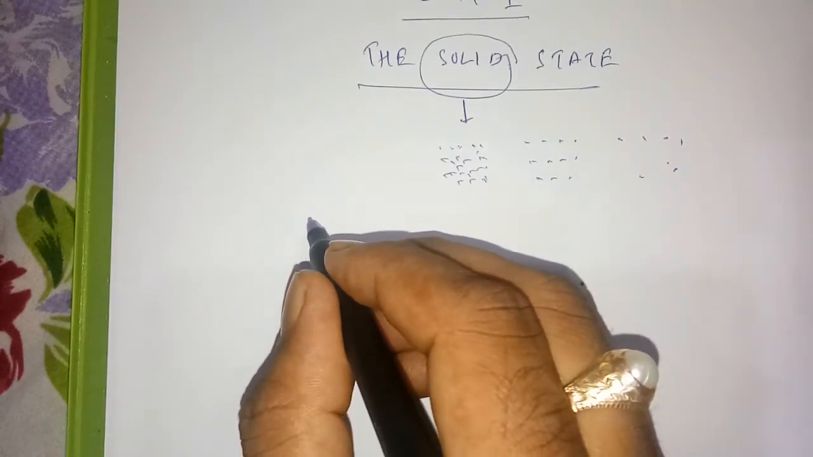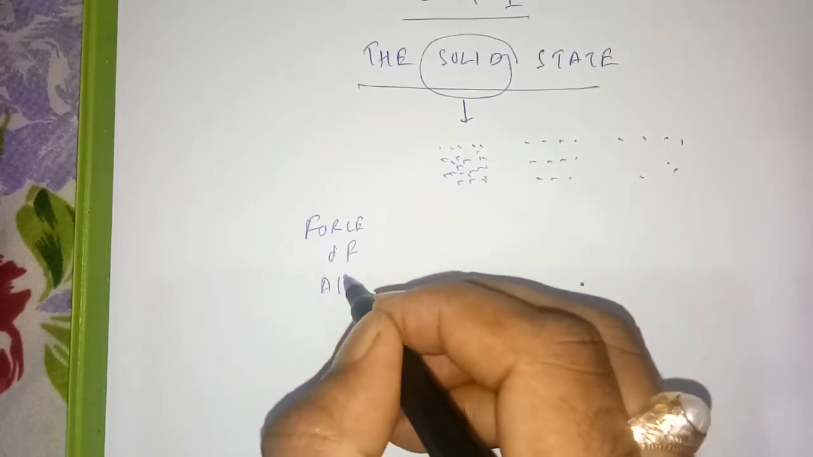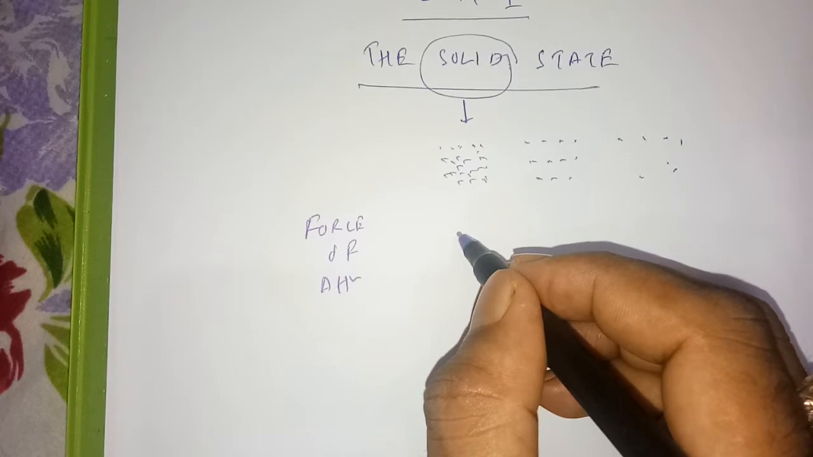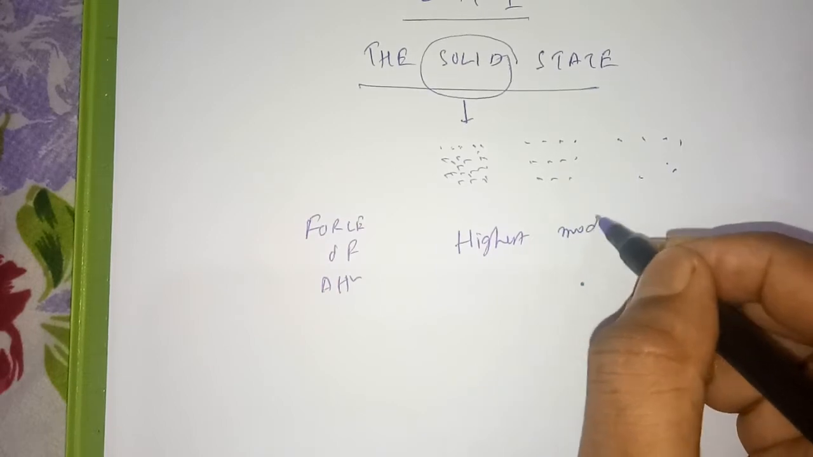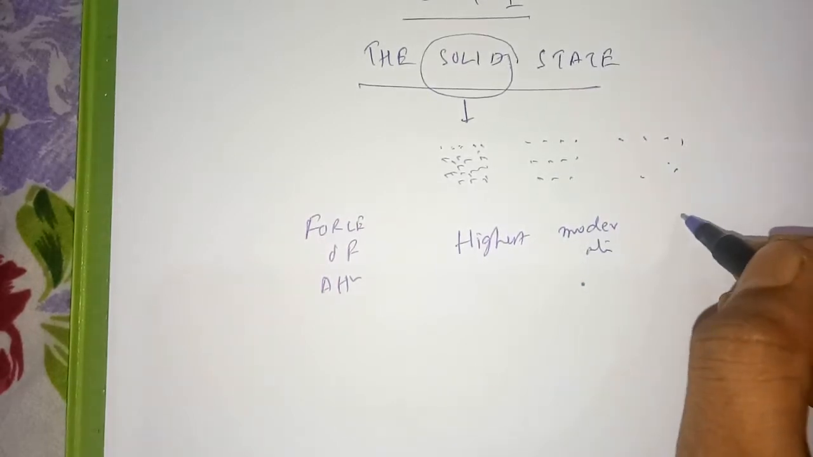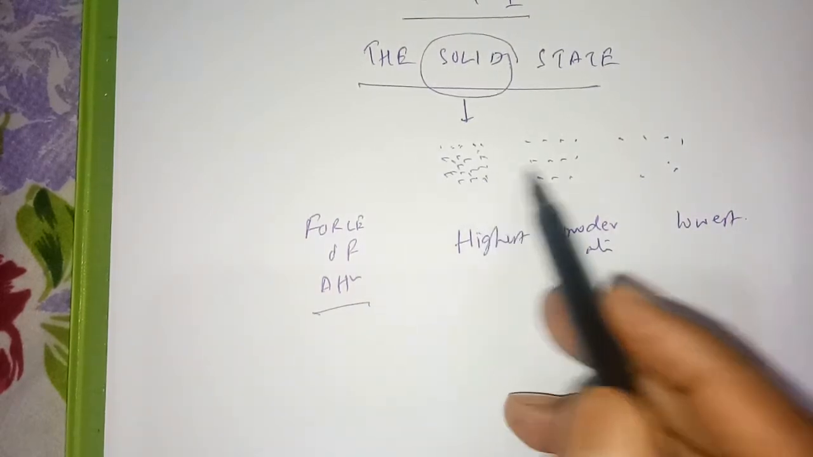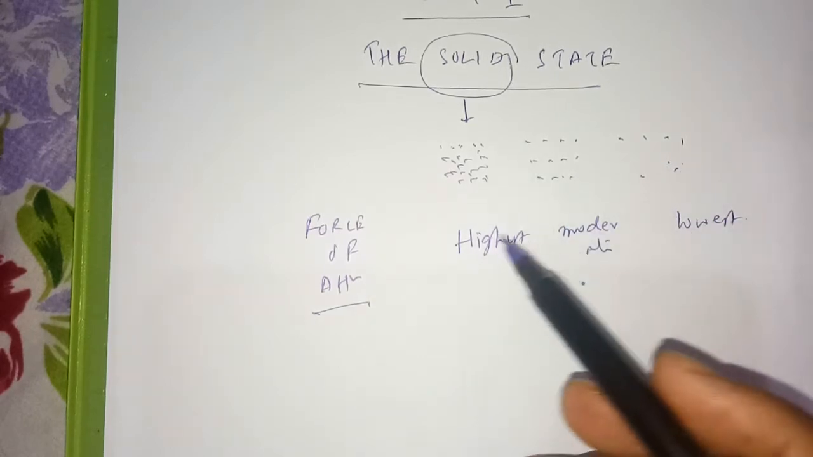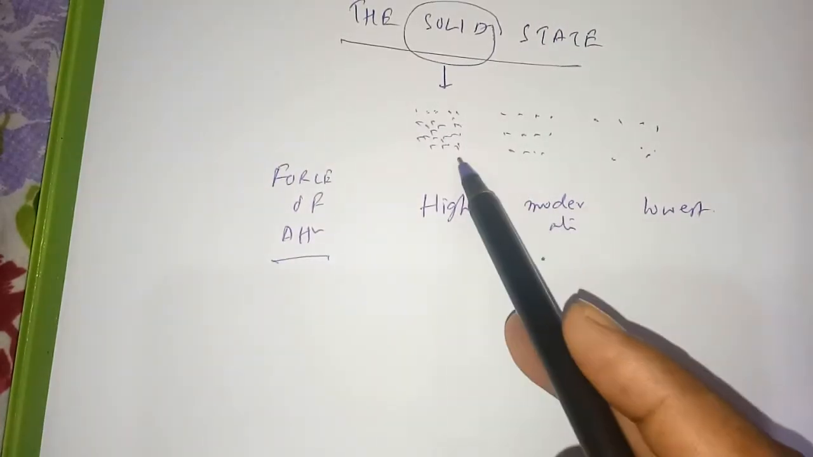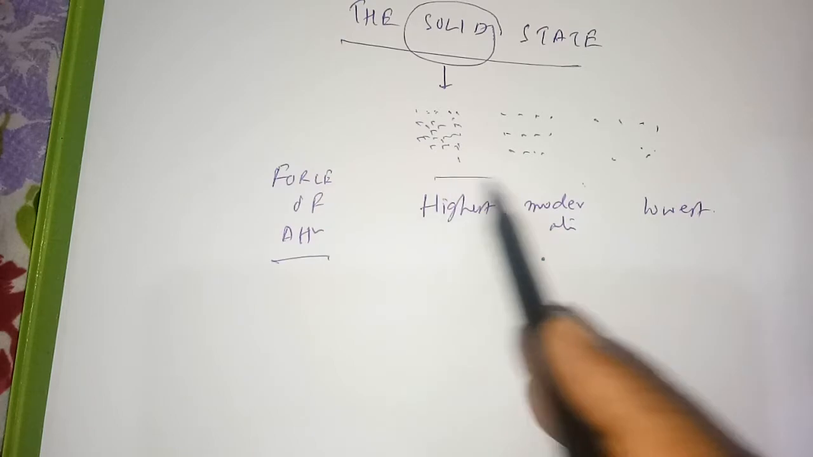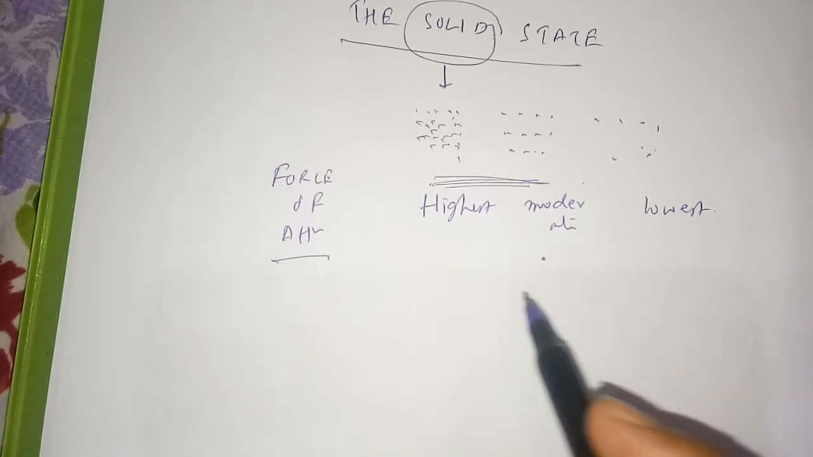actually force of attraction. Force of attraction is highest, this is moderate, and this one is the lowest. The interparticle space is less here, interparticle space is moderate, this is very high. So one of the most important points is that solid and liquid are nearly incompressible, they cannot be compressed. So these are some points that are required to be read.